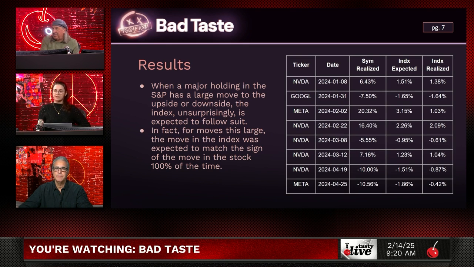Unsurprisingly, when a major holding in the S&P has a large move to the upside or the downside, the index is expected to follow suit. In fact, for moves this large, remember we're looking at plus or minus 5%, the index in this very limited data set was expected to have the same sign of daily return, moving to the upside or downside at the same time, 100% of the time. So if any of those holdings move 5% to the upside, we would expect the S&P to be positive that day based on this expected return. Does that make sense?